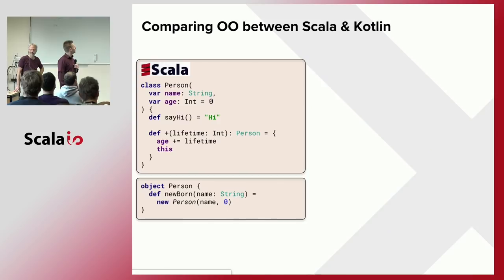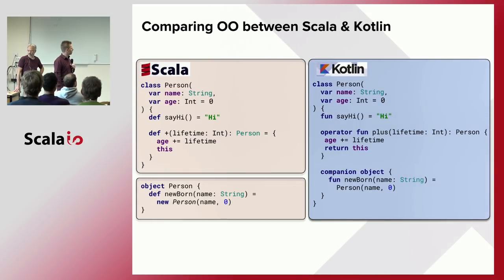So let's look into this. Here we have a Scala class which just defines a person which has a method as an operator or operator overload, and we also have the companion object. And here in this companion object we see a factory method which creates a person for us without us needing to use the keyword new.